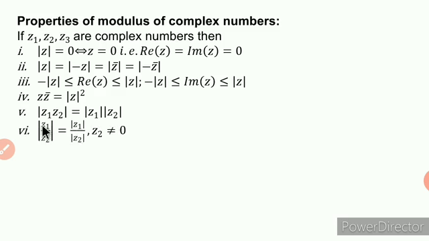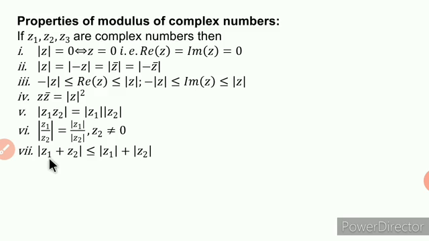6. Mod z1 upon z2 is equal to mod z1 upon mod z2, where z2 is not equal to 0, means the complex number in the denominator is non-zero. That is, the modulus value of the ratio of two complex numbers is the same as the ratio of their modulus.